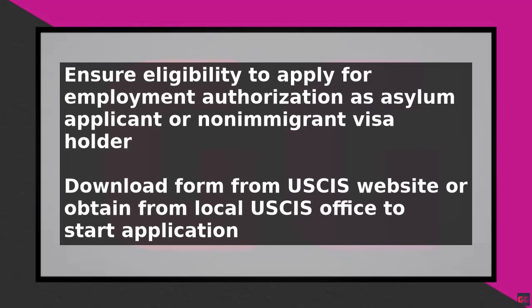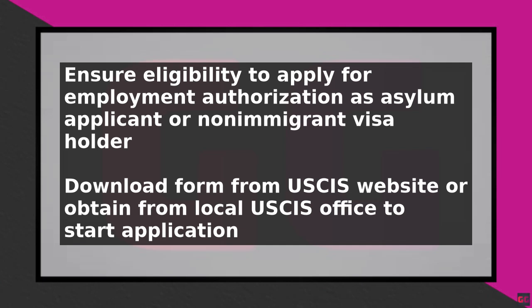To fill out the USCIS Form I-765, also known as the application for employment authorization, you will need to follow these steps carefully. First, ensure you are eligible to apply, as this form is typically used by individuals who are in the United States and are eligible for employment authorization, such as asylum applicants, refugees, or certain non-immigrant visa holders.